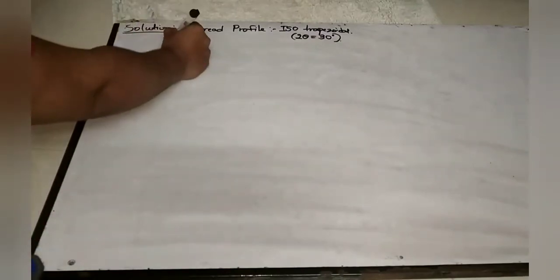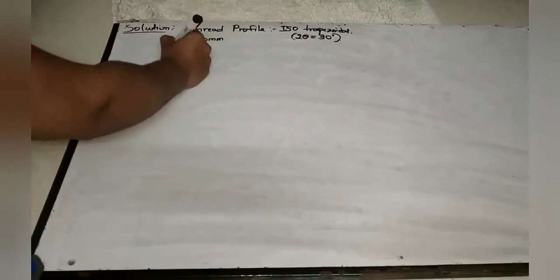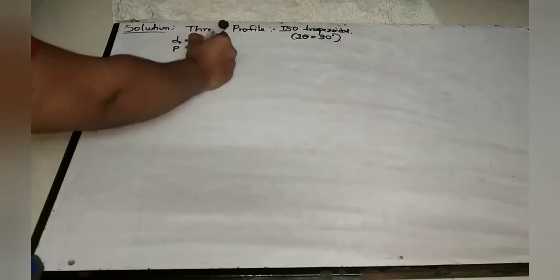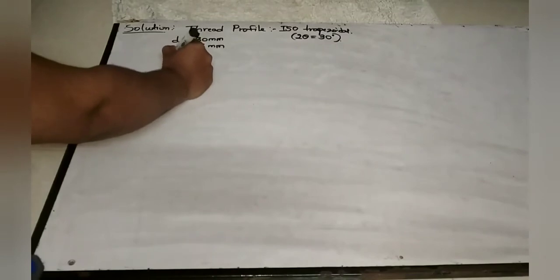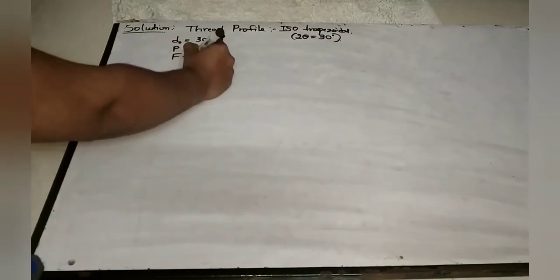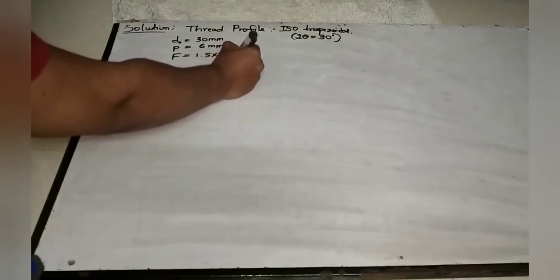Now what else? Outer diameter of a screw is given. Outer diameter of a screw D0 is equal to 30 mm, and pitch is also given as 6 mm. And what is the load given? Load F is equal to 1.5 into 10 raised to 3 newtons.